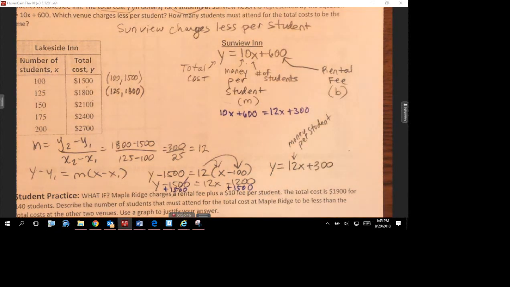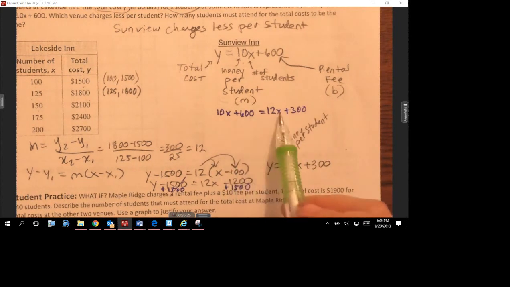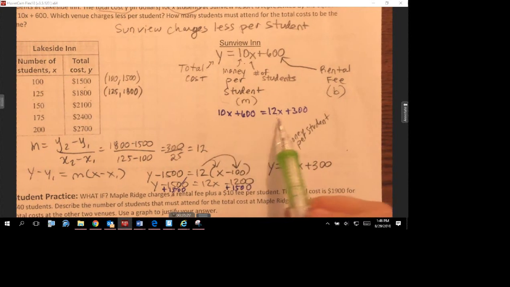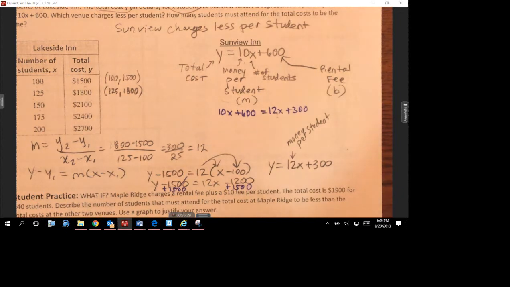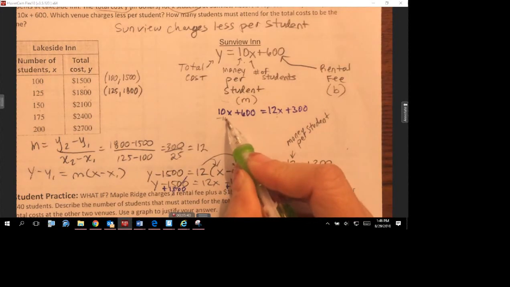So if we're trying to find where they're equal, we set them equal to each other. That's when the costs are equal. We've seen how many students that would be. So how would I solve an equation when I have x's on both sides? What do I do with the x's? Kind of, but they're on different sides of the equation. Move one of them. So which one should I move? Minus 10x.